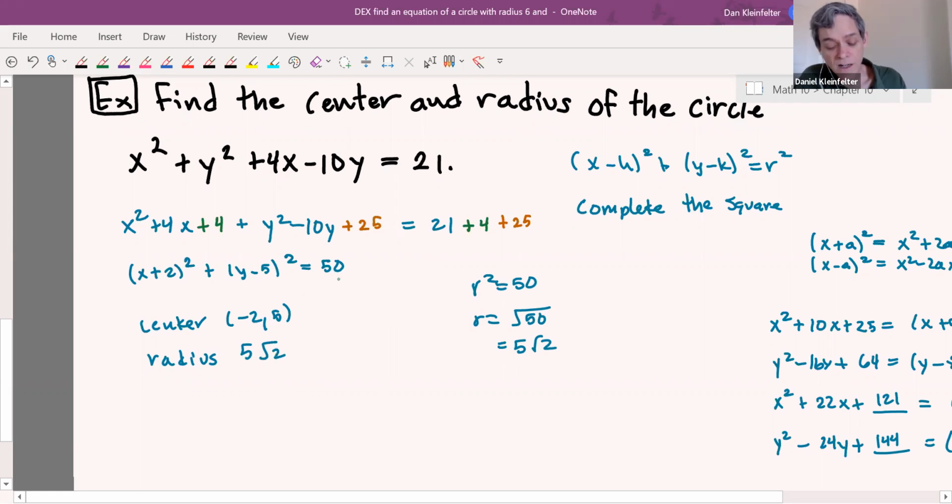Be very careful here. It's common for people to look at this 50 and say, well, 50 times 50 is 2,500, so that's the radius. But notice that this is already squared. You don't want to square it again. It's already squared, so you want to take the square root of that to find the radius. That gives us the center and radius of this circle.